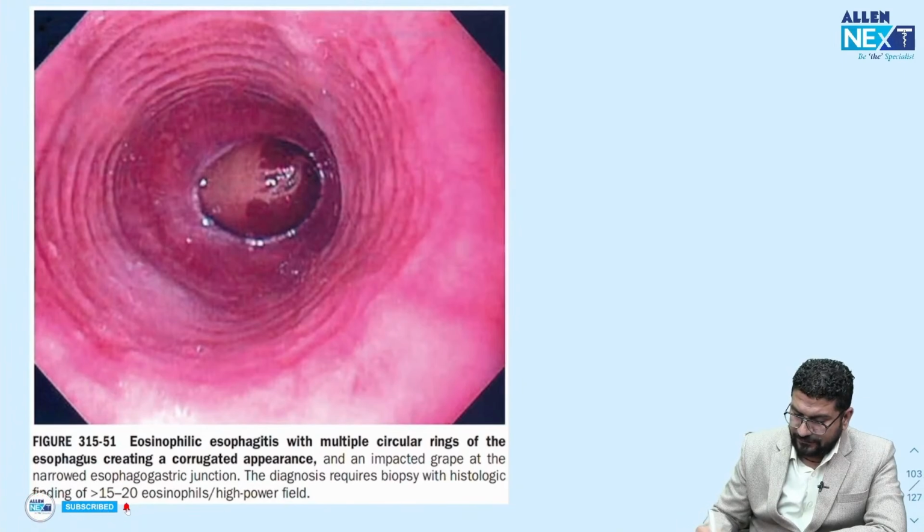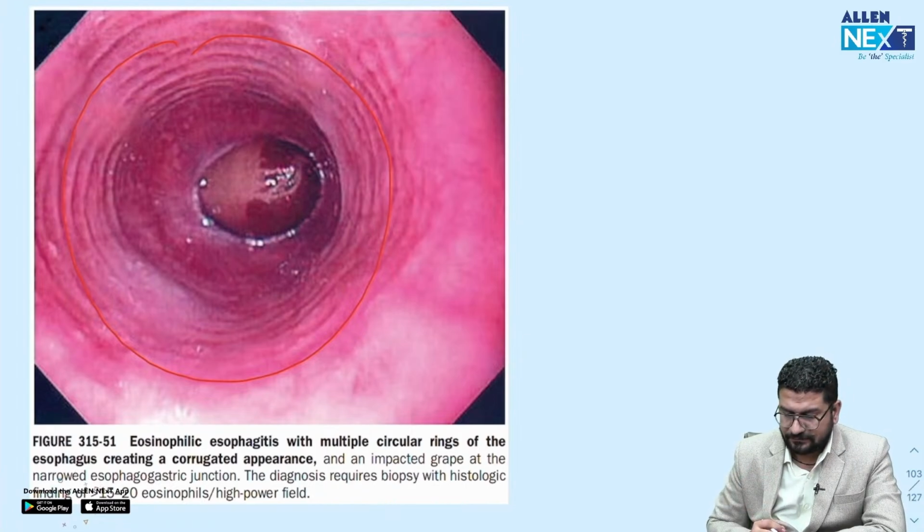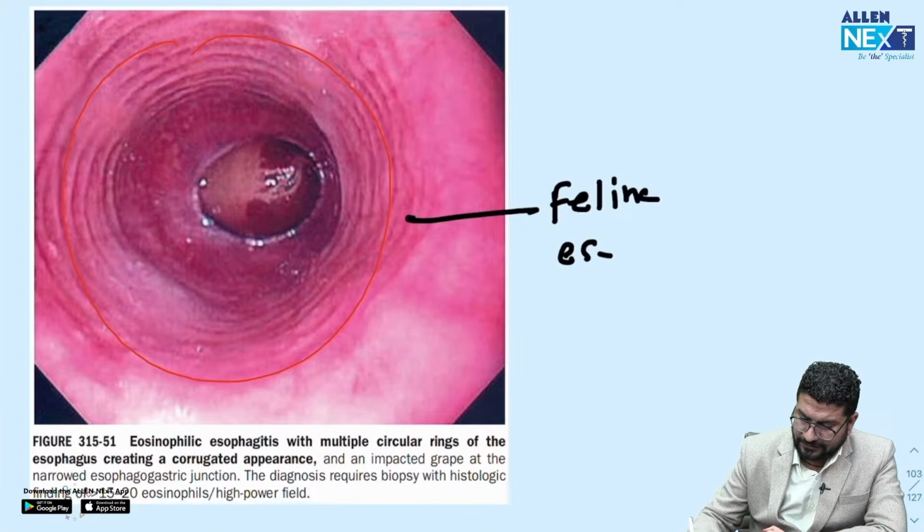This is called feline esophagitis. You can see multiple corrugated folds, we call these corrugations. So this is basically eosinophilic esophagitis or feline esophagitis. And once you start treatment with steroid on time, there will be a good response.